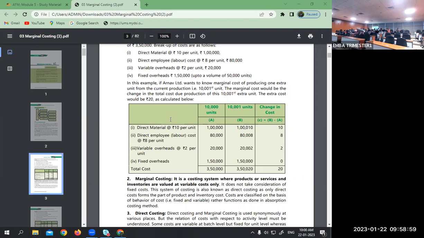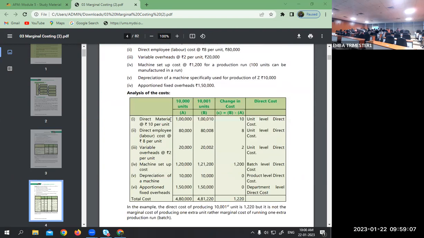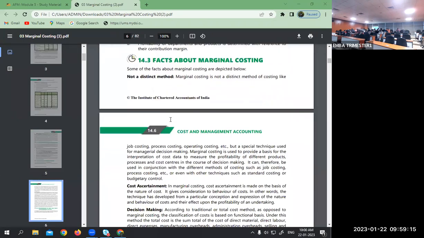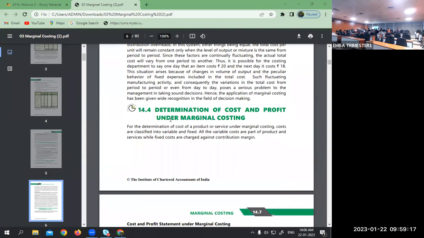Then come to variable cost. Variable cost is the cost which varies according to the volume of production. We will discuss that after 2 minutes; I'll come to that particular page. So variable cost varies depending upon the number of outputs. If output increases, variable cost in total increases.